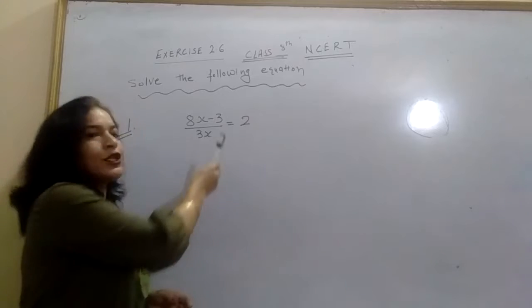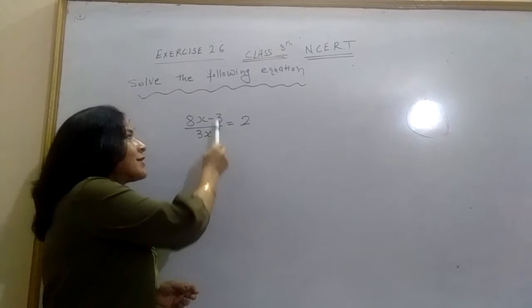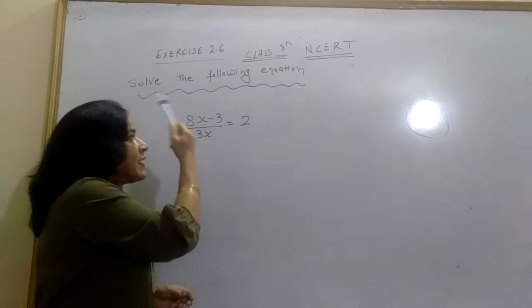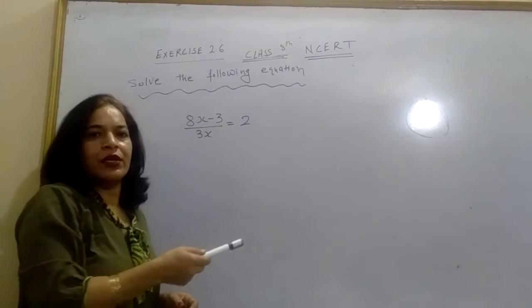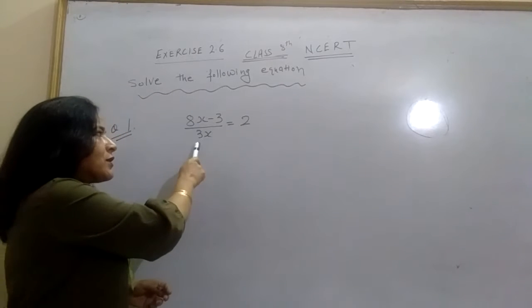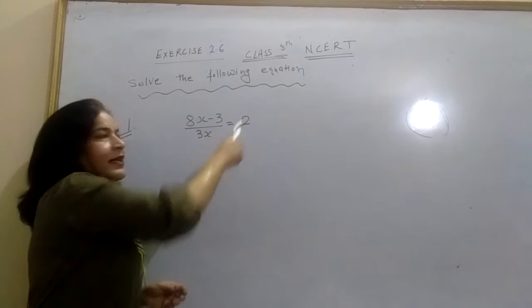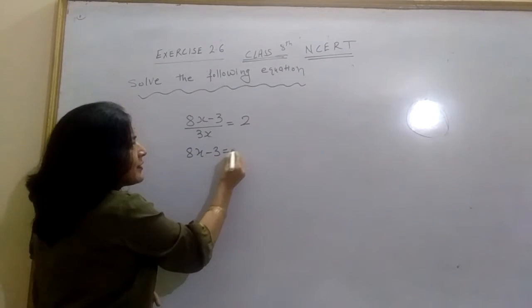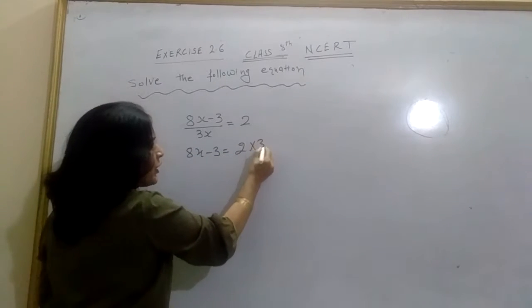But observe, this is not a linear equation because the expression on the left hand side is not linear. But we can easily reduce it to a linear equation. So we will remove this 3x. How? By transposing the denominator to the other side. 8x minus 3 is equal to 2 into 3x.